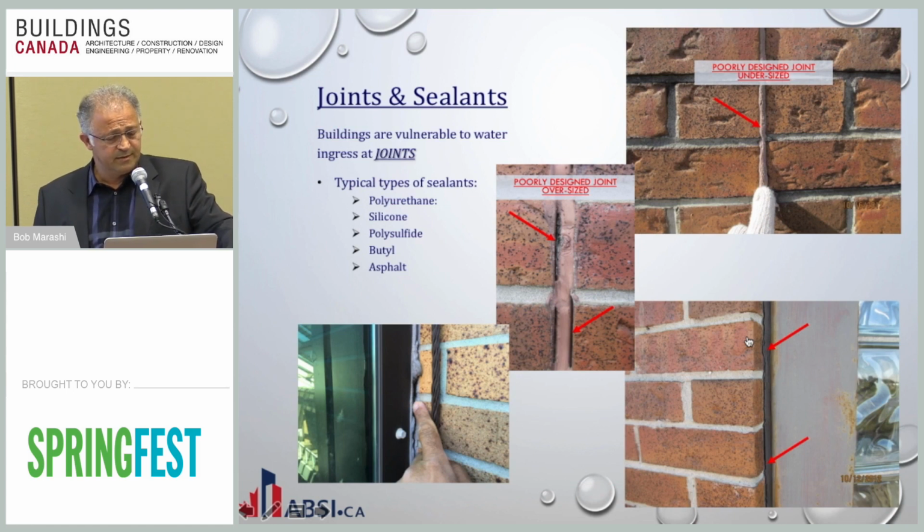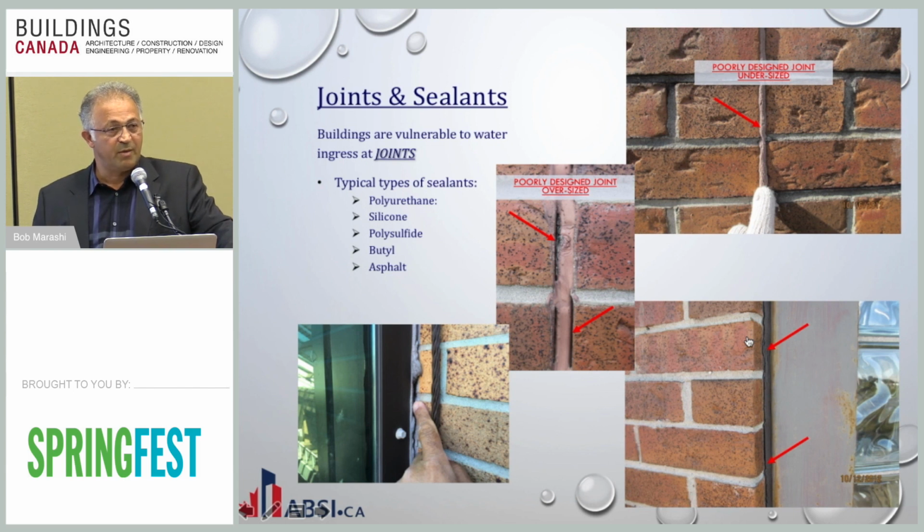Joints and sealants. There's many different types of sealants you can get. There's many different joints you can have on your buildings. The more we build buildings with glass, the more joints we are introducing to these buildings, and the more sealants you have to be replacing every other year. Generally speaking, sealants are good for 8 to 10 years, no more than that. So if you have a caulking or a sealant on your building that is over 10 years old, it needs to be replaced.